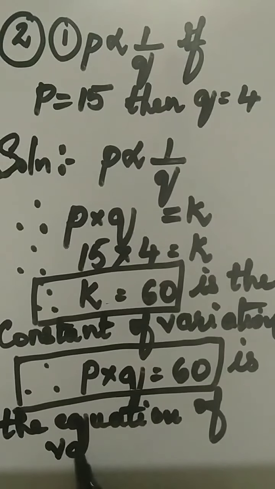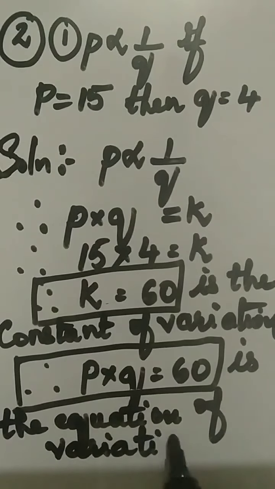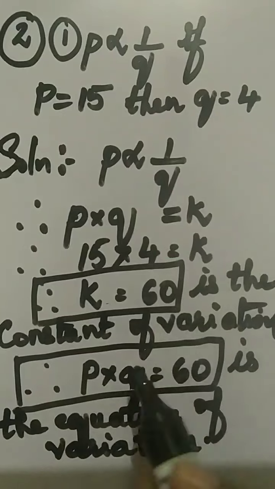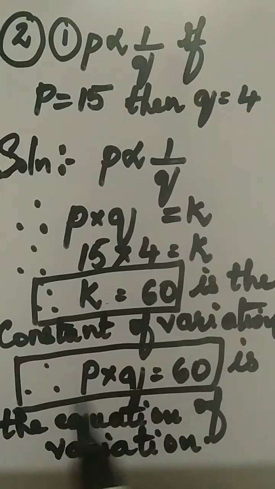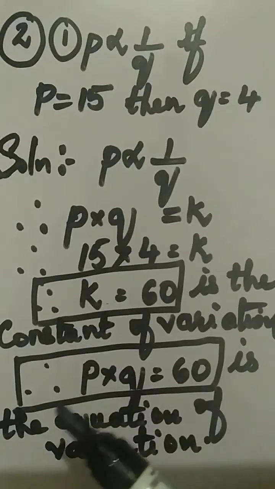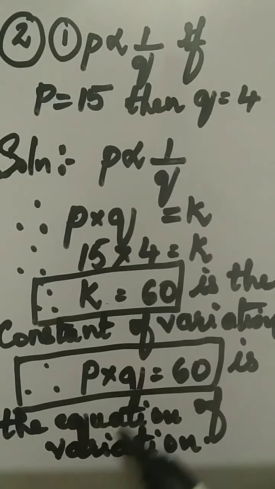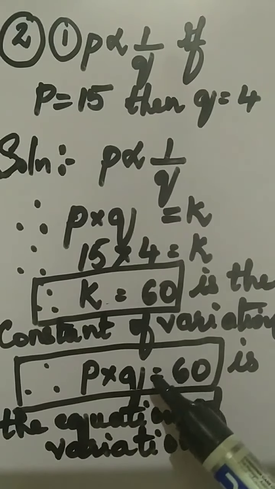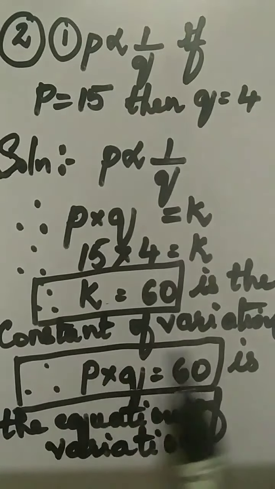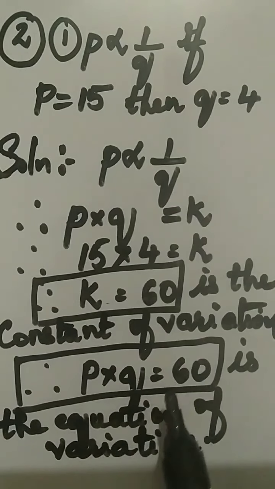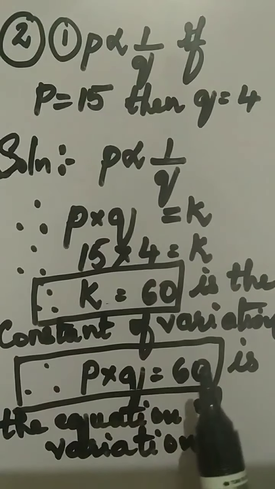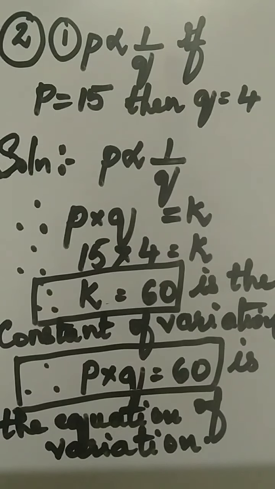Okay. In an equation there will be variables, there will be a constant. So you have variables P and Q whose value can change. Variables means whose value changes. And there is a constant and the equal to sign also. So this is the equation of variation. P into Q is equal to 60 or PQ is equal to 60. I hope you all are understanding the sum, children. Now depending upon this, you try to solve the next sum and check it.